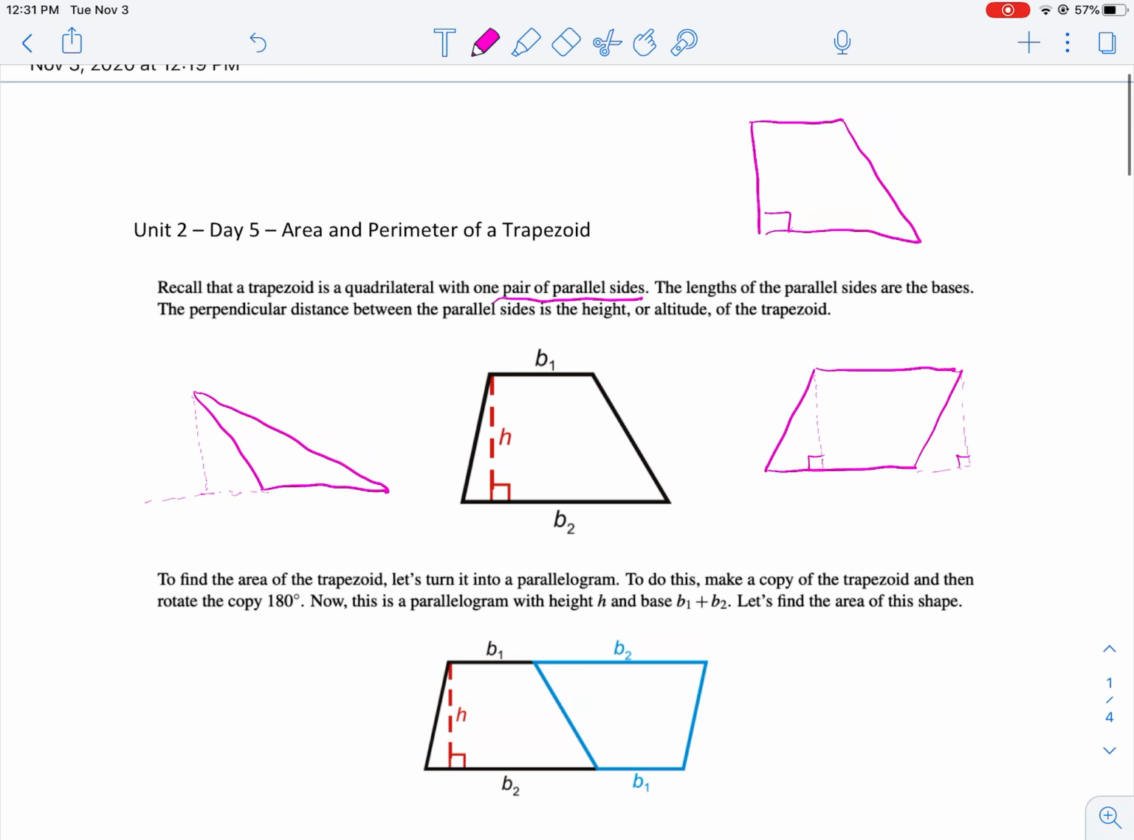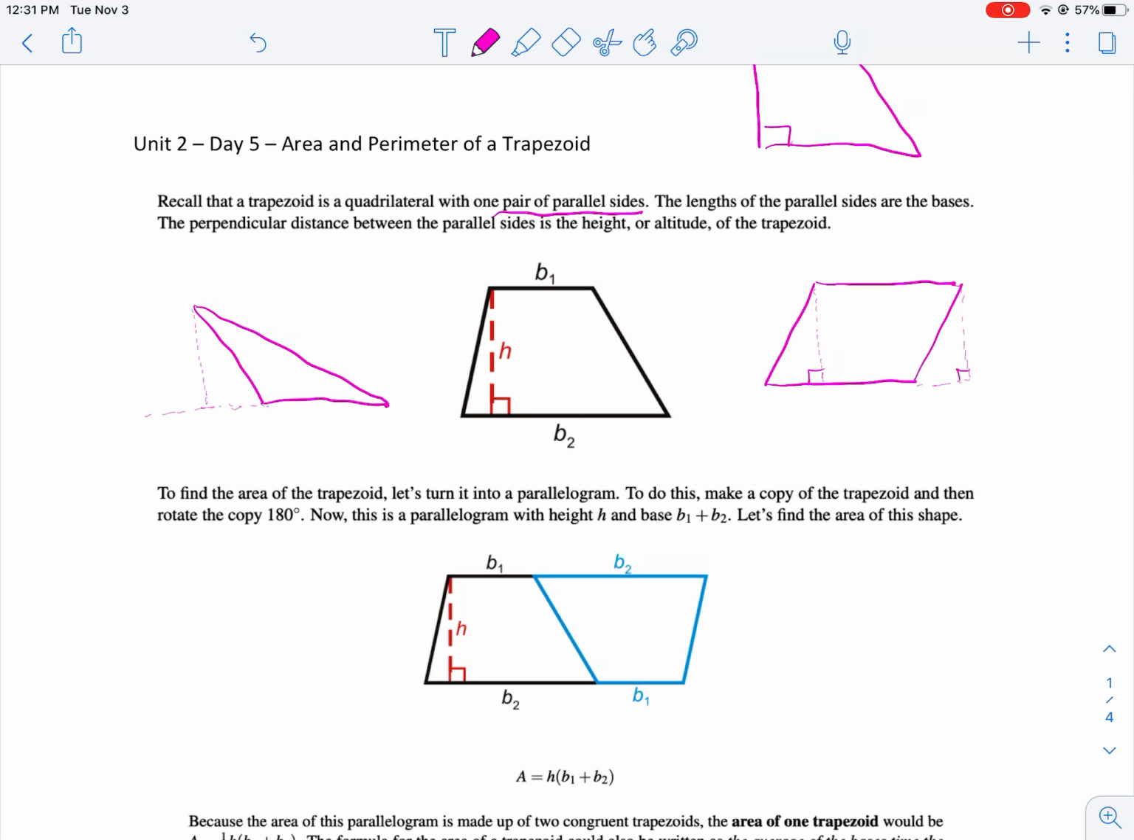Now, to find the area of a trapezoid, I'm going to take this trapezoid, and as you can see in the picture, it gets rotated 180 degrees and then put right back next to it. As you can see, those edges line up, and now we have a nice parallelogram. Typically in all these cases, your trapezoids can be rotated and turned into a parallelogram. The reason I'm showing you this is because this is where the formula is derived.